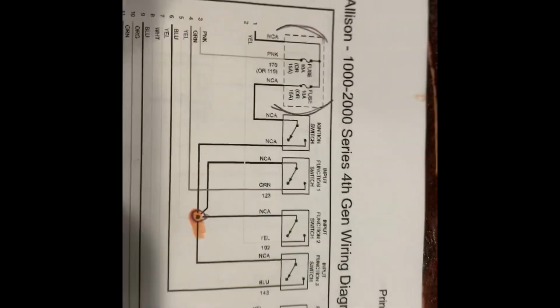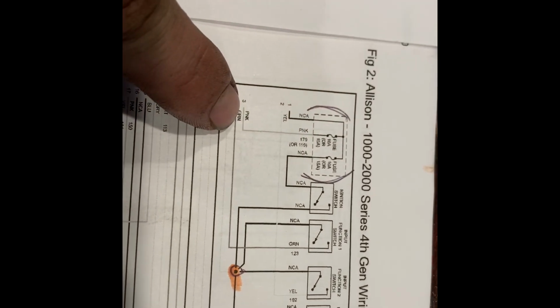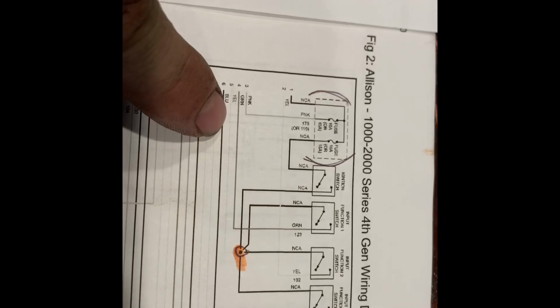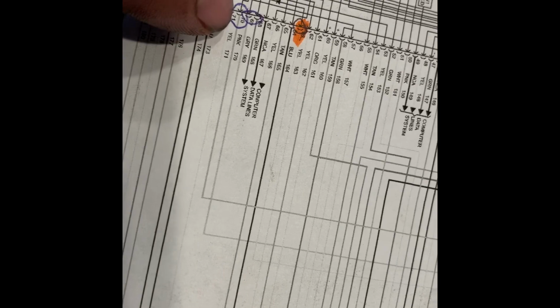So right here, if we look, this is the constant power here. Pin 3 comes over pink, it splits off, goes to pin 10 and pin 70. Cool, we had our powers.